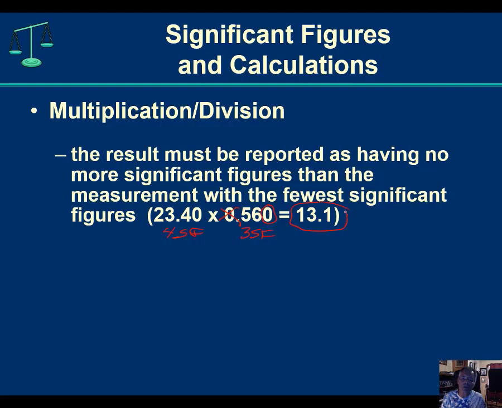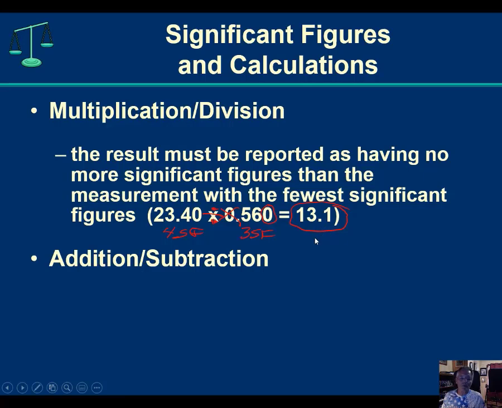my answer in multiplication and division would be the same as if this were a division problem. Although the answer would be different, my solution would have 3 significant figures.